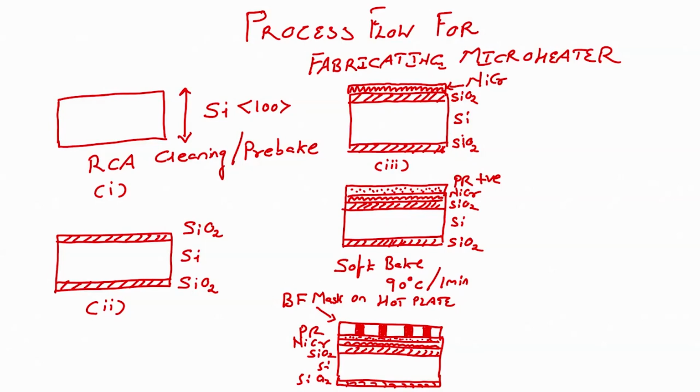After loading the mask and aligning the mask, I will expose it. So, this is my fourth step, soft bake will be my fifth, and then loading the mask. I am not writing in detail, but let us say this is the fifth step, soft bake. When you spin coat photoresist, then you have to perform soft bake, then you have to load the mask.